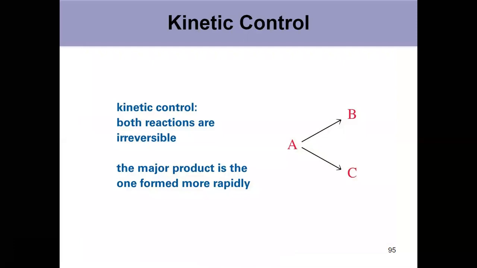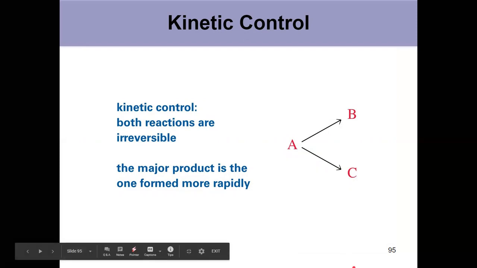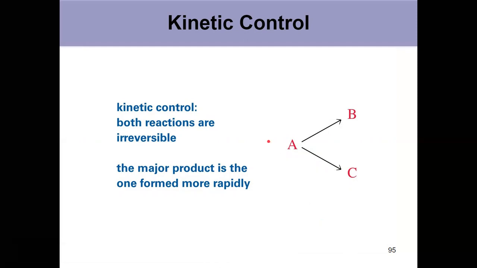Tricky stuff. Make sure if this doesn't make sense, you can review it in the textbook or we can talk about it face to face. But it's also summarized nicely in these two slides, 95 and 96. If a reaction's under kinetic control, both reactions are irreversible. You just go one way. It's too cold. You don't have enough energy to go back. So A goes to B or A goes to C, and then you just stop. Whichever one's formed faster, that's the one that predominates. Depends only on the reaction rates.